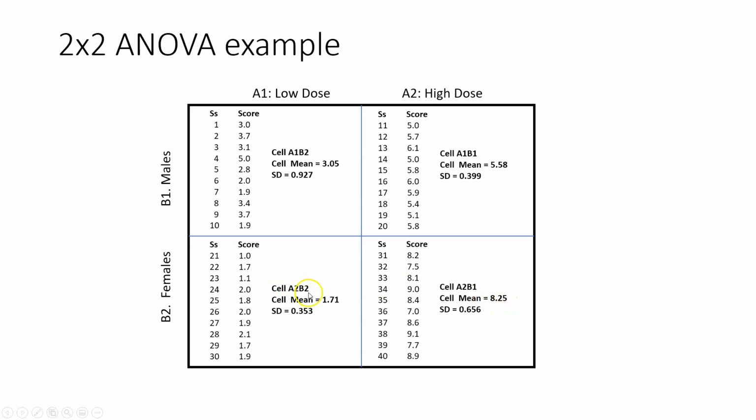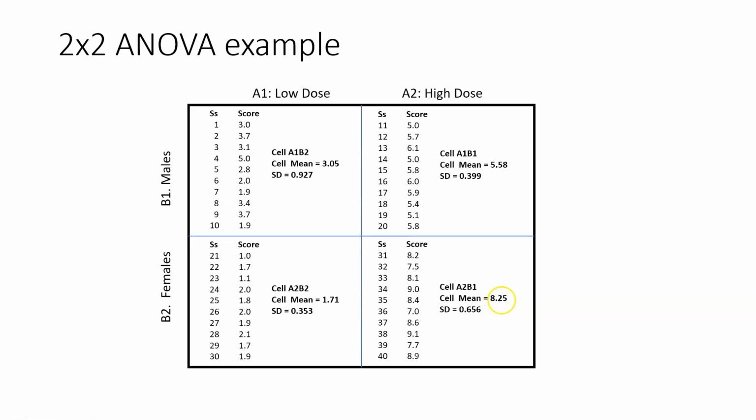So if you just take an overall look at these four conditions, you start to get a sense for what might be going on. Males have lower happiness levels when they take a low dose and higher when they take a high dose. Females also have lower when they take a low dose and higher when they take a high dose, but it looks like their extremes are much larger. There's a much bigger gap here between 1.7 and 8.25.